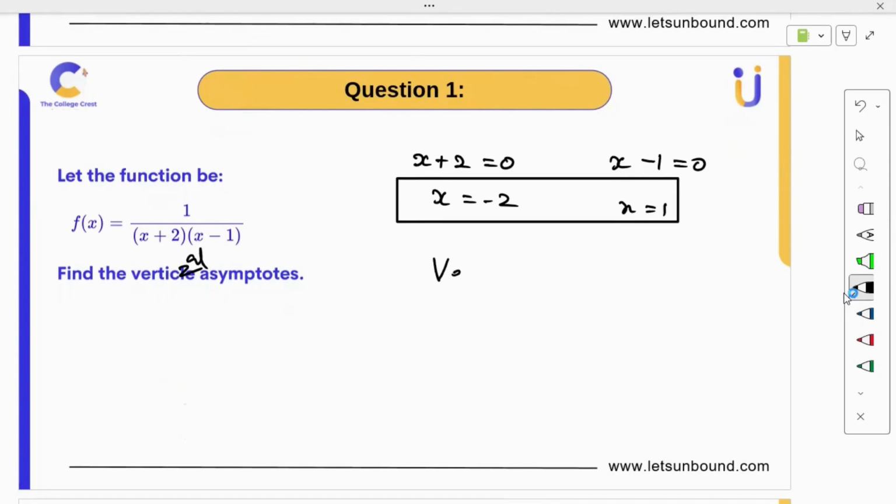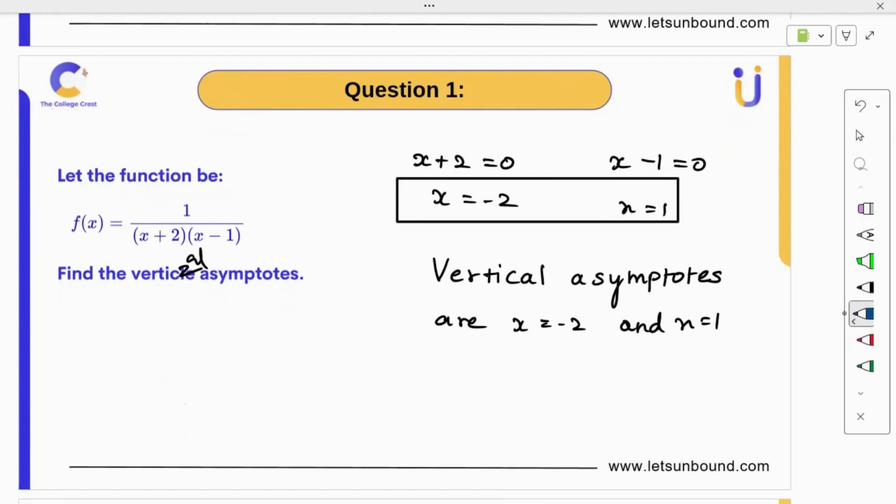So the vertical asymptotes are x is equal to negative 2 and x is equal to 1. Actually, there is one important thing when you describe this. You can't write vertical asymptotes at x is equal to minus 2, x is equal to 1.